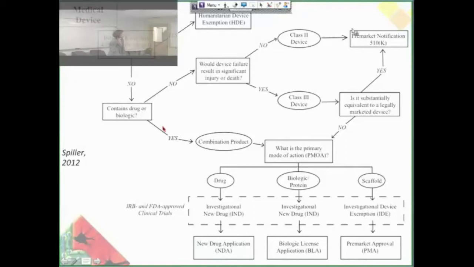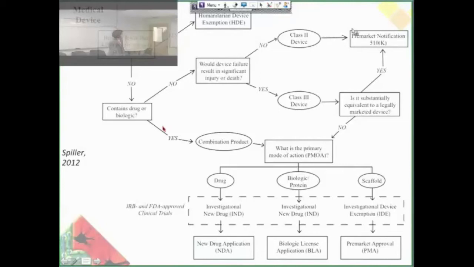If it's not, what's the primary mode of action? If it doesn't contain a drug or biologic, then it's probably a scaffold or some other device. You'll go through clinical trials using one of these forms that you have to submit that I'll go through a little bit later, and then you'll do a pre-market approval.